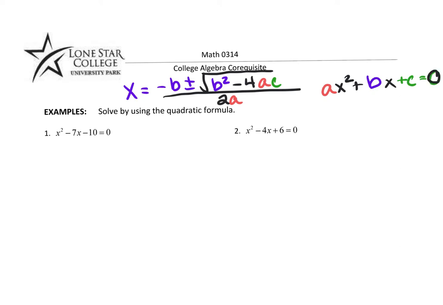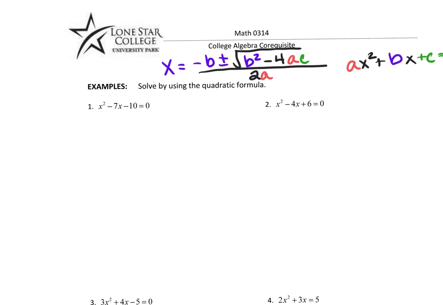We want to identify a, b, and c. And we notice that on these equations right now, we have this in the form already. This first equation is already in the form ax squared plus bx plus c. So we'll identify a, b, and c. Your a value is just equal to the number in front of x squared, which is 1. Your b value is the number in front of x, which is -7. And your c value, the number in the back, the constant, is equal to -10. You take their signs too.